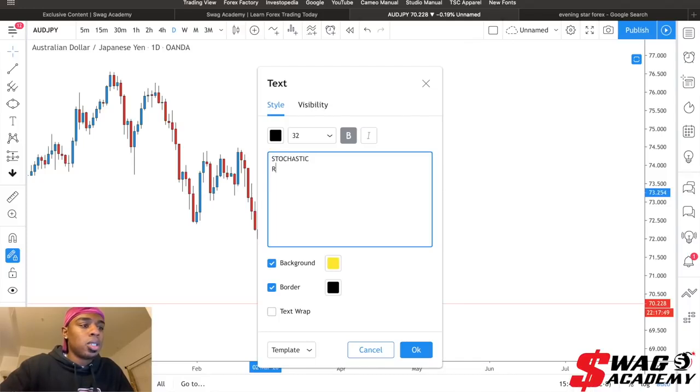Stochastic, RSI, MACD. What else? There's a couple. Oh, moving average. I use the moving average though. Moving average and then a couple. There's a lot of others. Moving average is the only one that's verifiable and actually works for me. The others don't really work, but there's Bollinger Bands as well.